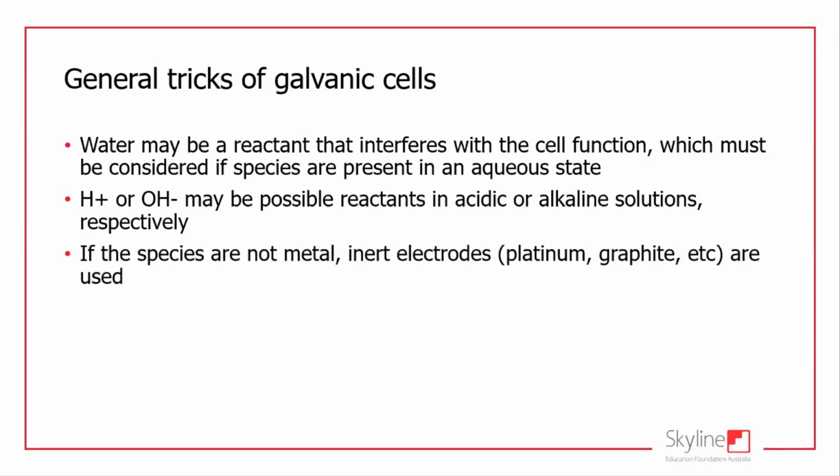And if the species aren't metal, so if we can't use a metal electrode, we'll use inert electrodes. So, for example, if we're producing chlorine gas, we can't have an electrode that will also react.